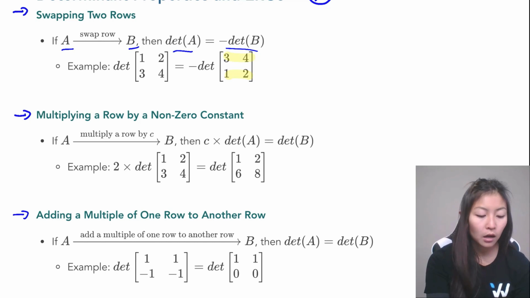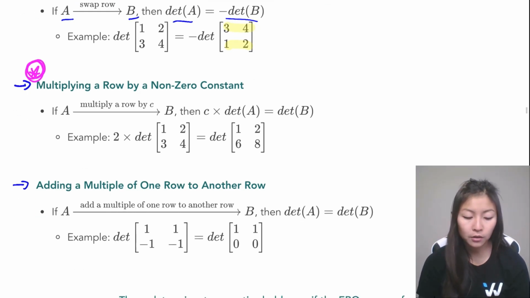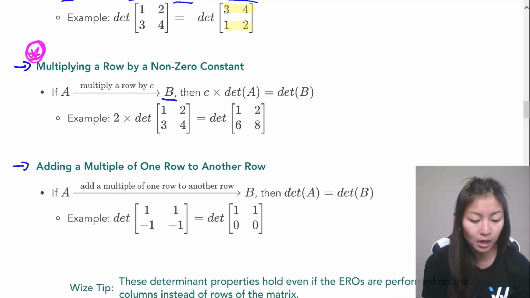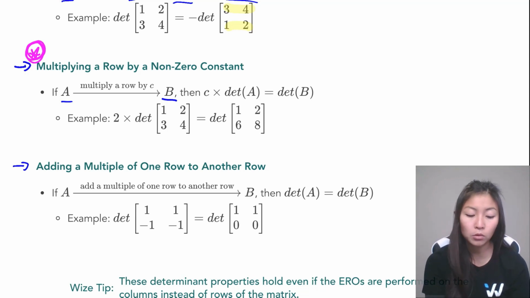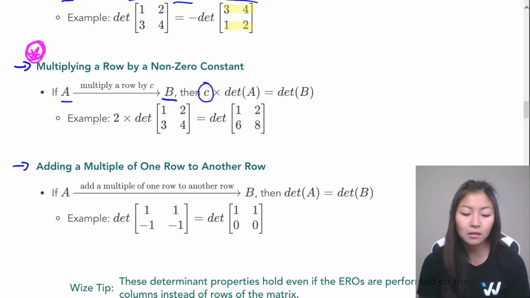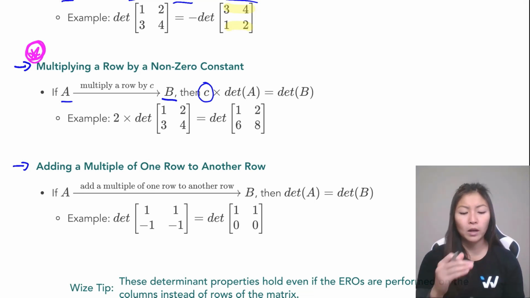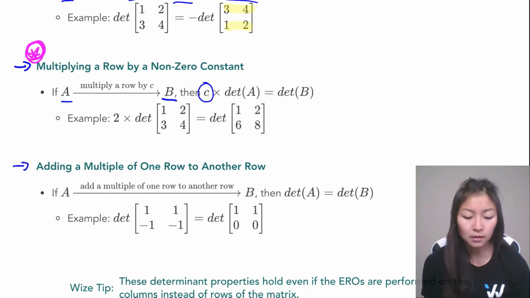This next property, in the past, I find students really struggle with this one. So let's try to clear this one up together. If I obtained matrix B from matrix A by multiplying a row in A by this constant C, then C times the determinant of A will give me the determinant of B. Now, in the past, the most common mistake or the most common confusion is, where does this C belong? Does it belong with the determinant of A or the determinant of B, or is it 1 over C? All these different variations.